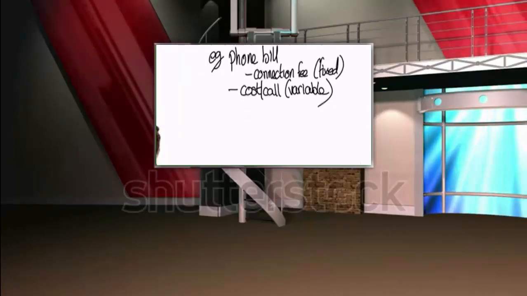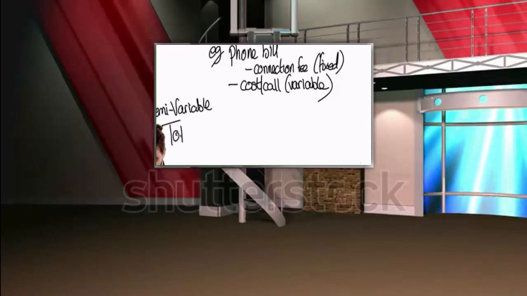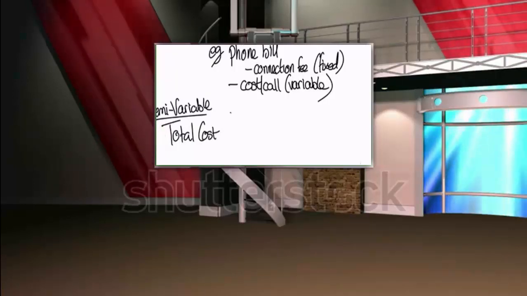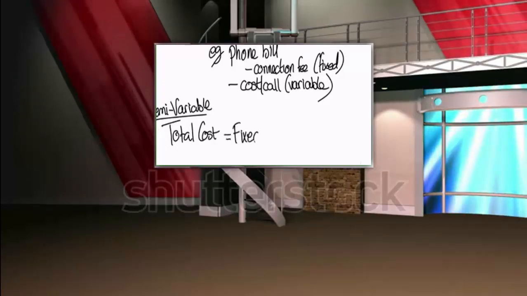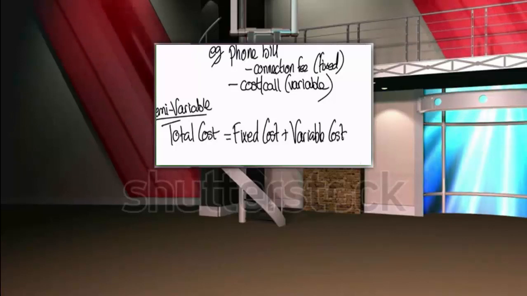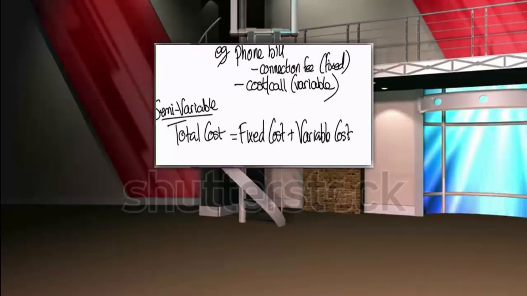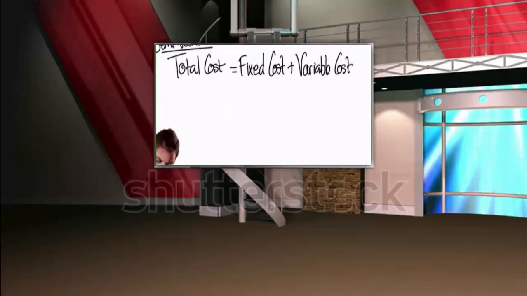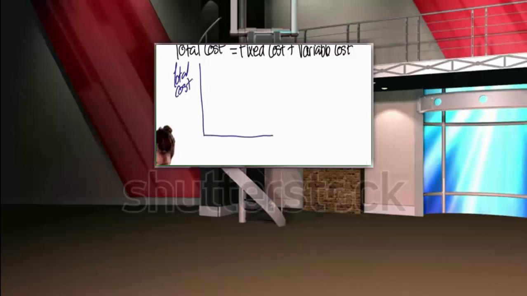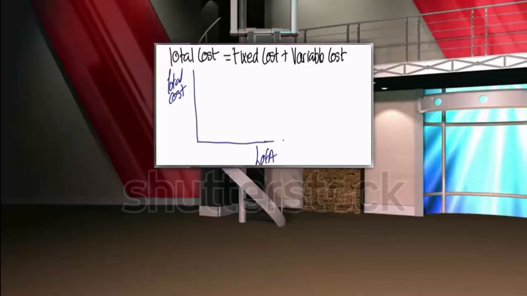Now another example of a semi-variable cost is total cost. And by that I mean the total cost for a company. The total cost of any company's operation is equal to the fixed costs plus the variable costs. As total cost contains fixed and variable elements, it is a semi-variable cost. So let's look at how semi-variable costs appear on a graph. We've got our total cost and our level of activity. We'll ask our first question.